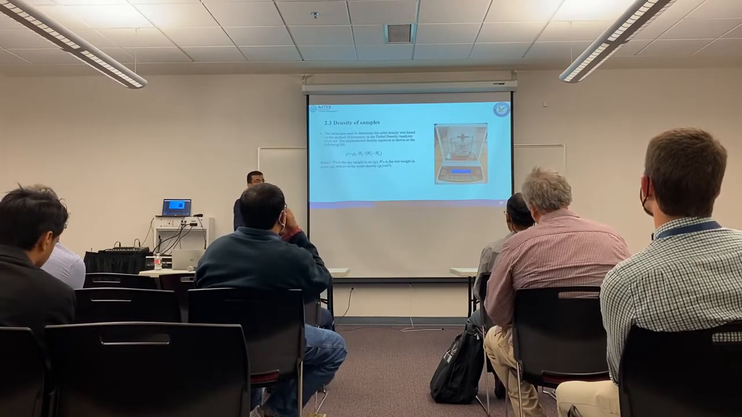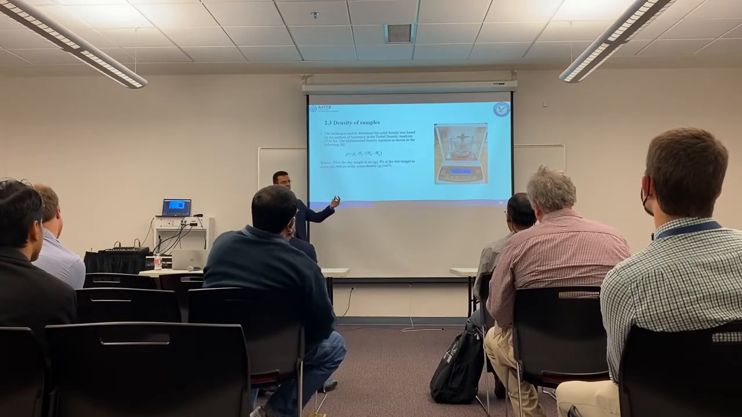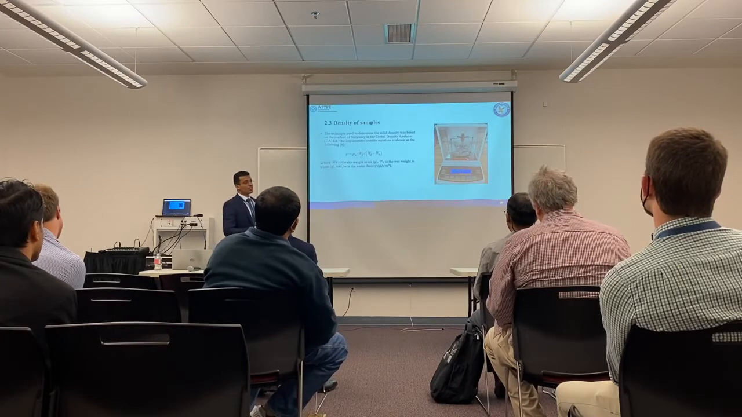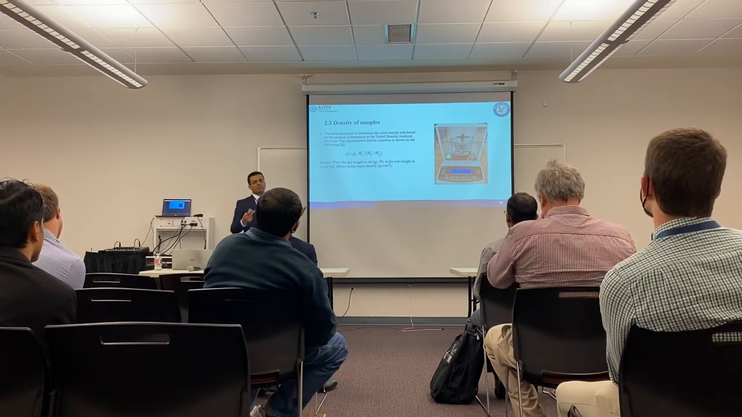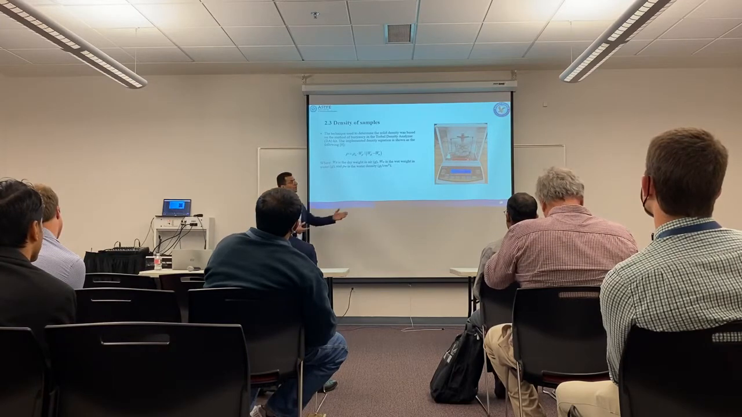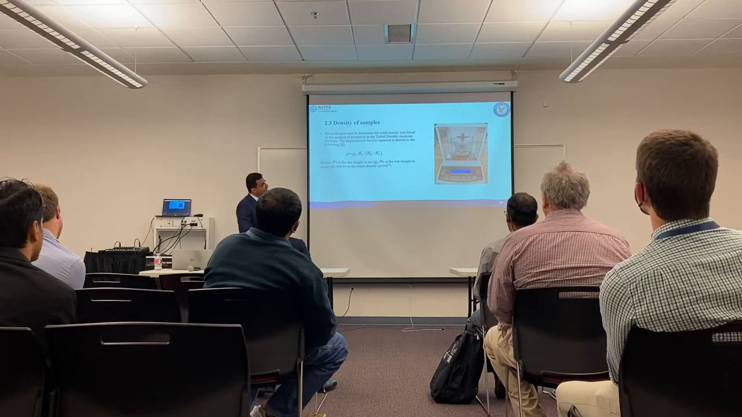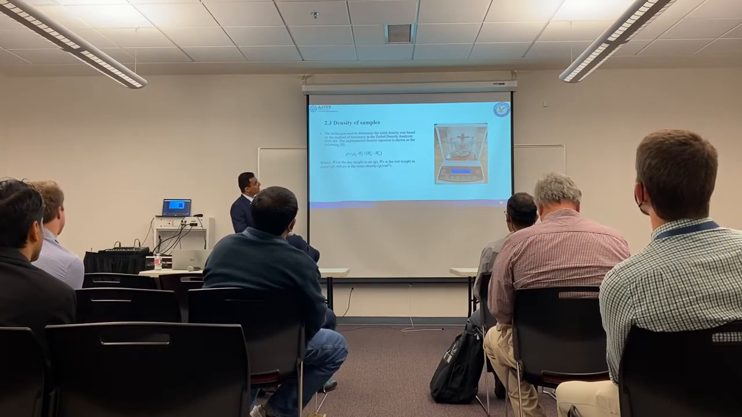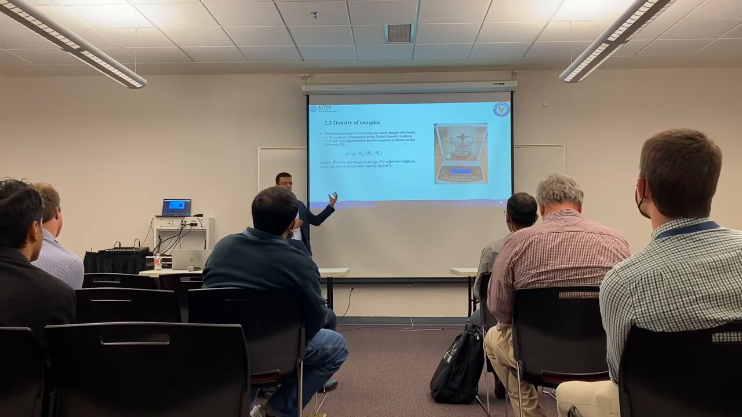Density of sample. Actually, we measured bulk density for the powders. Right now, for the composite materials, how could we do that? Actually, we don't have a uniform or homogeneous volume for these composites. So, for example, this is a piece of composite material. This is the density kit, a density analyzer. This is an accurate device.